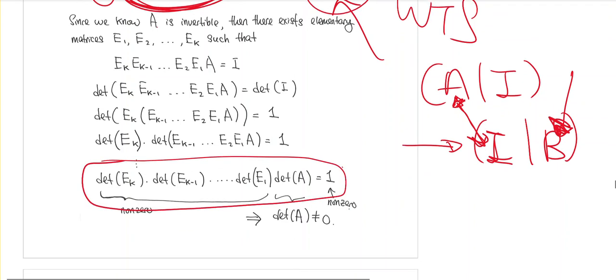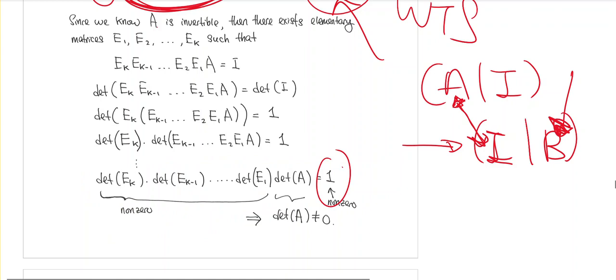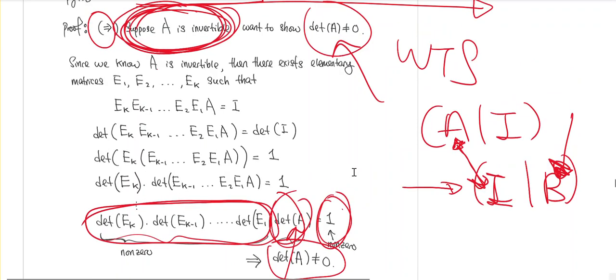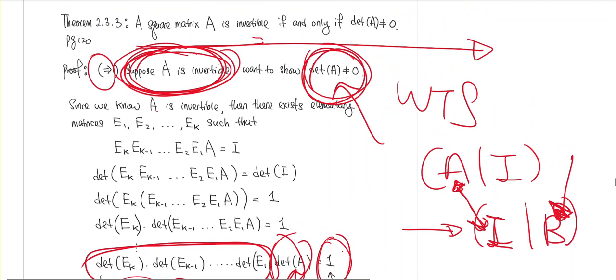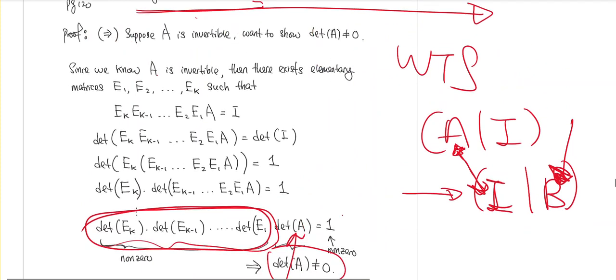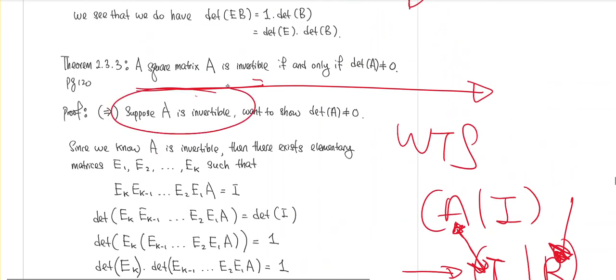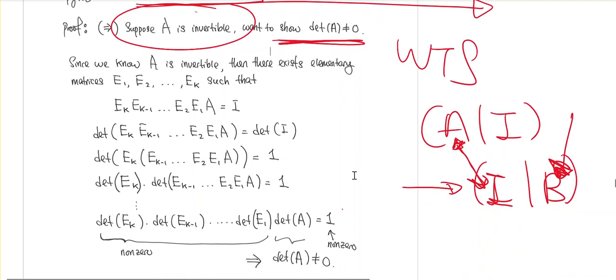Now this is 1, obviously non-zero, and these are the elementary matrices and their determinants, and we know that the determinants of elementary matrices are never equal to 0, so these are actually non-zero. So if you have non-zero multiplied by the determinant of A equal to 1, well, the determinant of A must also be non-zero. So that is what we try to prove right here. So we have finished the proof for one of these directions. We start with the hypothesis that A is invertible, and therefore the determinant of A is not equal to 0. That's the proof.